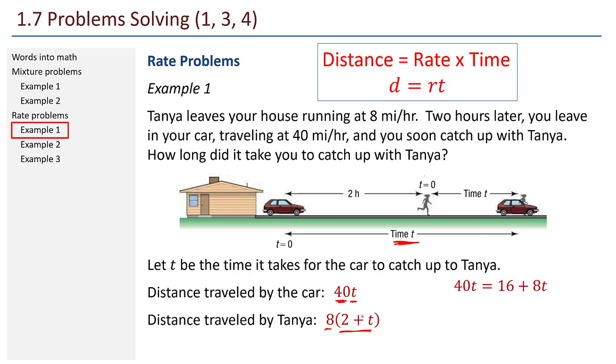Now, those both represent the same distance, so I can set them equal to each other. 40t equals 16 plus 8t. And then bring all the t's to the left. 32t equals 16. Divided by 32, t equals 1/2. And that is the solution. T equals 1/2 hour. It took half an hour of you driving to catch up with Tanya.